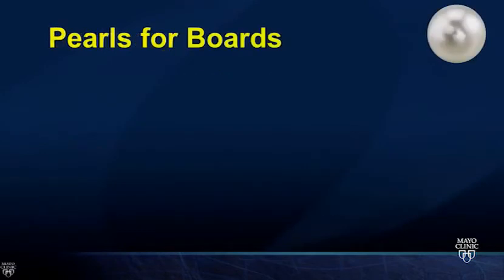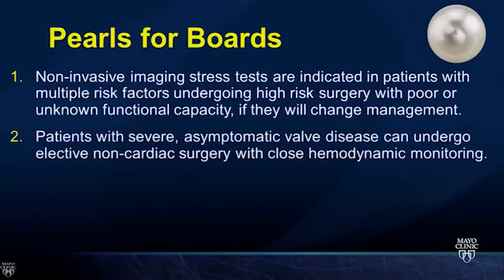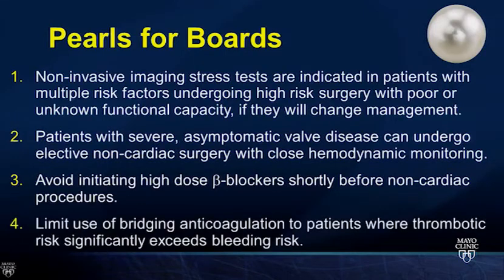I'm going to leave you with 4 pearls for the boards. So non-invasive imaging stress tests are indicated in patients with multiple risk factors undergoing high-risk surgery with poor or unknown functional capacity if they will change management. Number 2, patients with severe asymptomatic valve disease can undergo elective non-cardiac surgery in most situations with close hemodynamic monitoring. Number 3, you want to avoid initiating high-dose beta blockers shortly before non-cardiac procedures. And number 4, you want to limit the use of bridging anticoagulation to situations where the thrombotic risk is going to significantly exceed the bleeding risk.